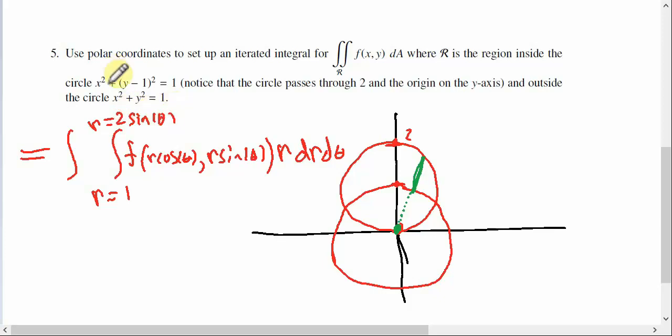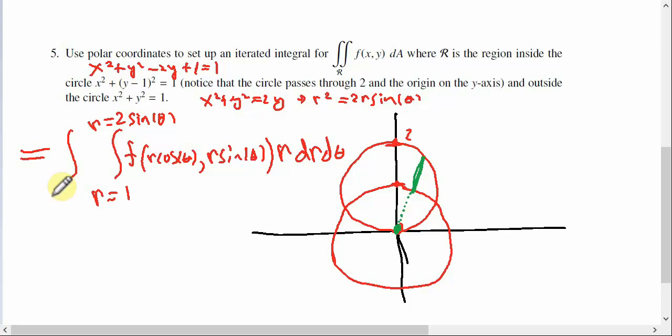You can get that by multiplying this all out. You'd end up with x squared plus y squared, and then you'd have a minus 2y plus 1 equal 1 on this side. The 1's cancel, so you'd end up with x squared plus y squared equal to 2y. But now that's an r squared, and that's 2r sine theta, because y can be turned into r sine theta. Then divide out the r, and you get r equal 2 sine theta. It's easier if you just remember it, because it goes through the origin and 2.